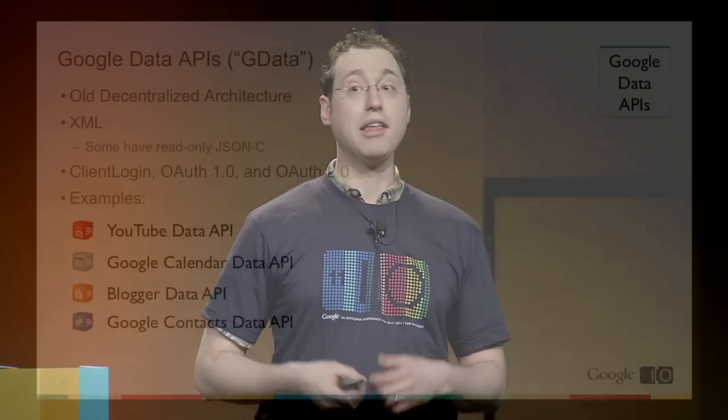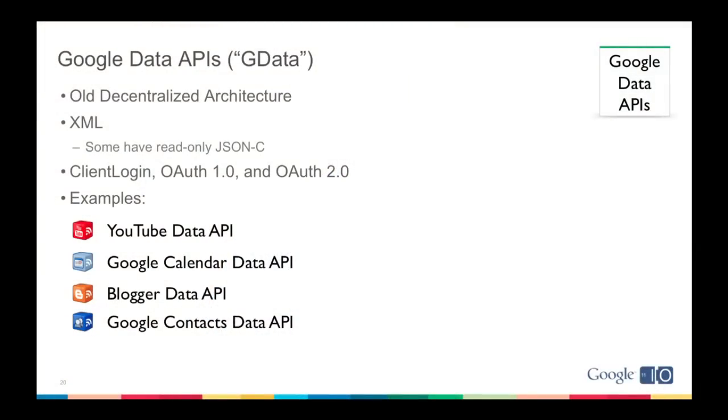The authentication mechanism supported, I'm going to go into a lot more detail, but client login is a great choice for Android programmers. It's not such a great choice for other types of environments. So OAuth 1.0 and OAuth 2.0 are the authentication mechanisms you'll want to use in any other platform for right now.